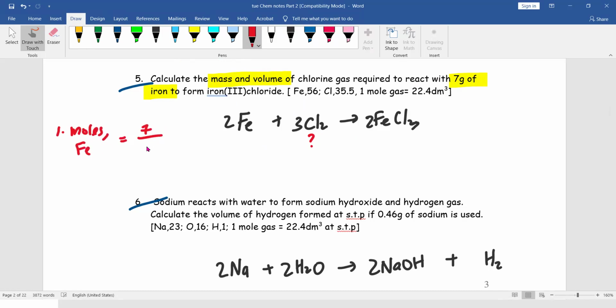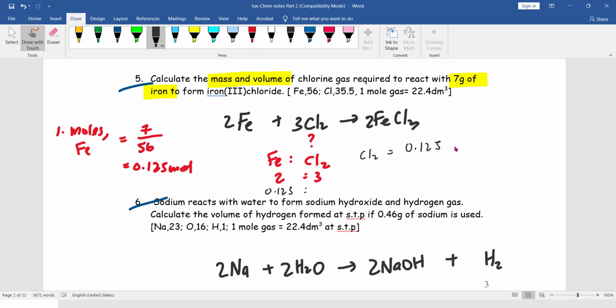So, mass over molar mass. How much is this? Okay. So you're supposed to find chlorine. So 2 to 3. So if it's 2 to 3, then it's 0.125 to chlorine. So chlorine will be 0.125 times 3 divided by 2.